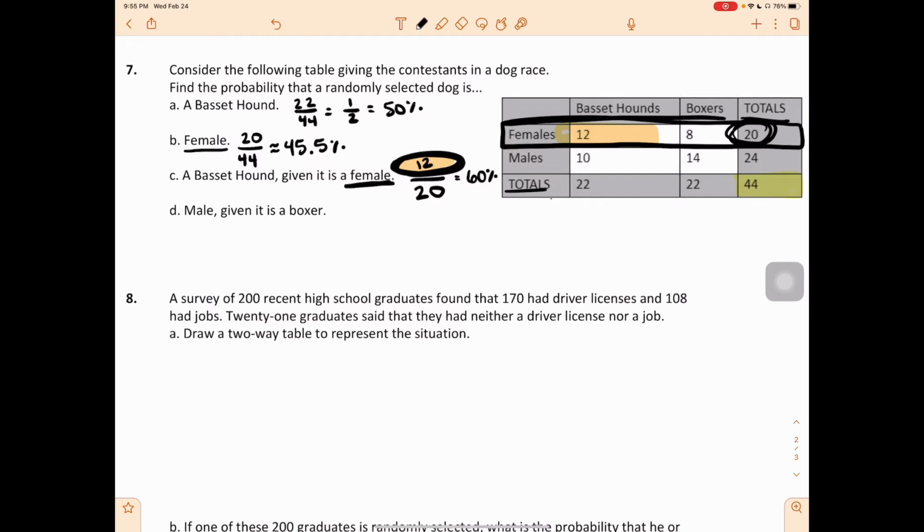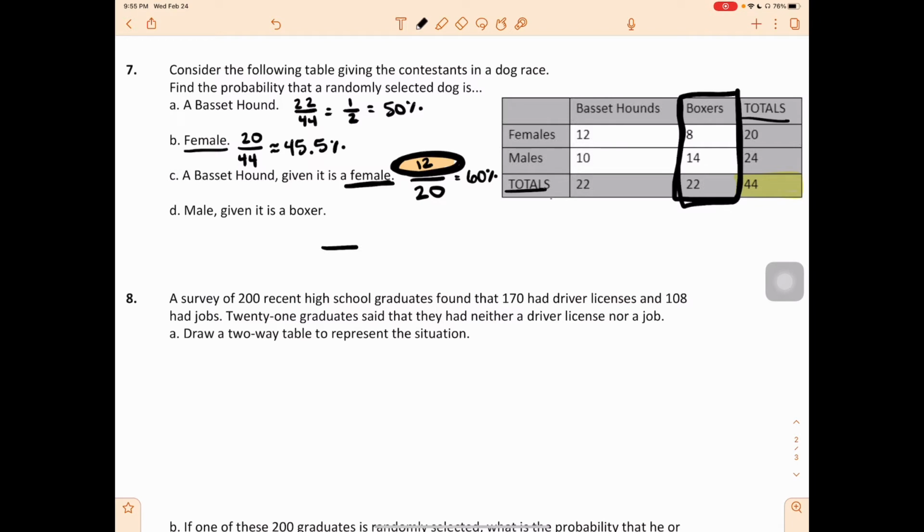So now it's saying, all right, what is the probability that it is a male given it is a boxer? So now this changes things up a little bit. We are only looking at the boxers. We know it is a boxer, so I'm looking only at the boxer column here.